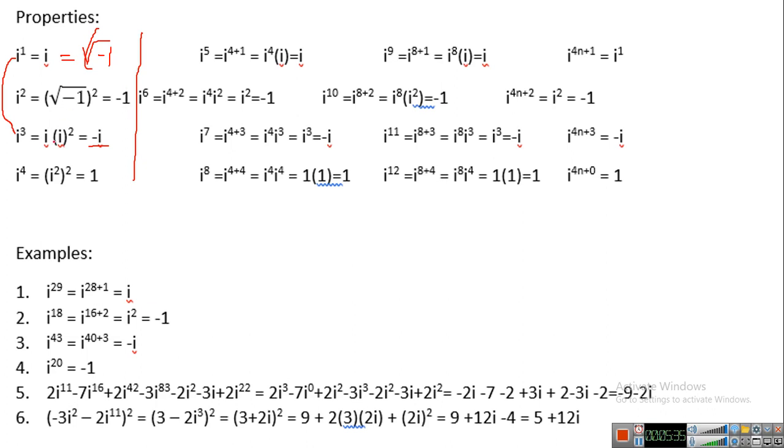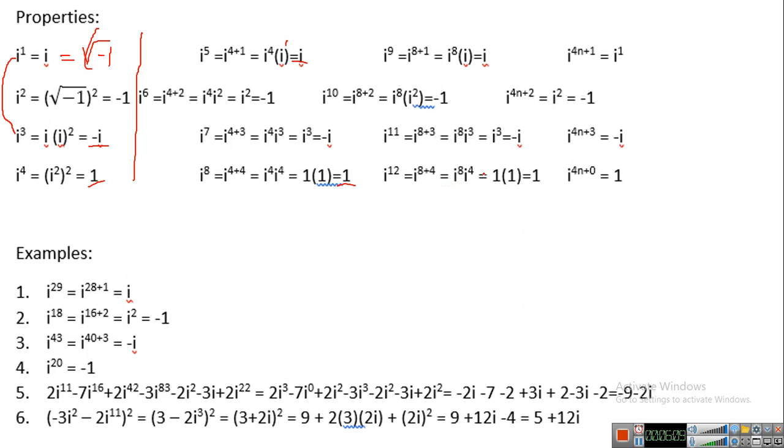If you continue here, after i to the 4, you have i to the 5. i to the 5 is i to the 4 times i, and we know that i to the 4 is 1, so it's i. i to the 6 is i to the 4 times i squared, so it's i squared, minus 1. i to the 7 is i cubed, minus i. i to the 8 is i to the 4 times i to the 4, so 1. i to the 9 is i to the 8 times i, so it's i. i to the 10 is minus 1, same story. i to the 11 is minus i, and i to the 12 is 1.